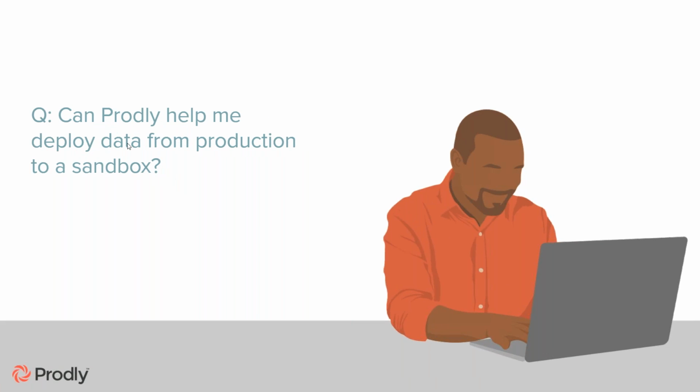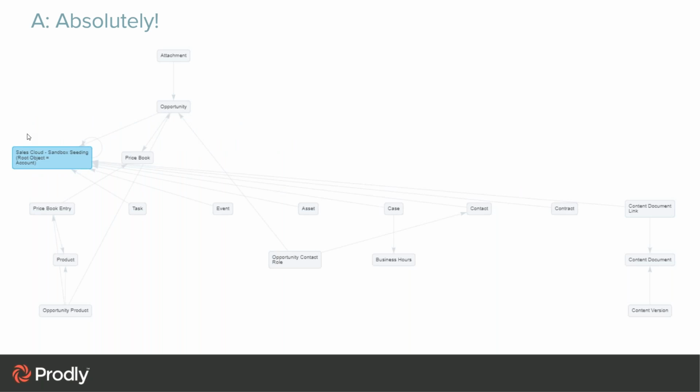Great, next question. Can Prodly help me deploy data from production to a sandbox? And the answer to that being absolutely. Here we have a screenshot of what Prodly does in order to accomplish this. This is one of the many data sets that we have available to our customers. You can see all of the objects that are associated with this data set, and each one of those arrows is a lookup pointing in the direction of the lookup for this data set. We'll get into this in a second.